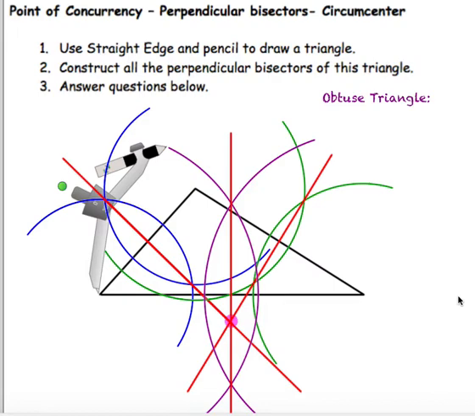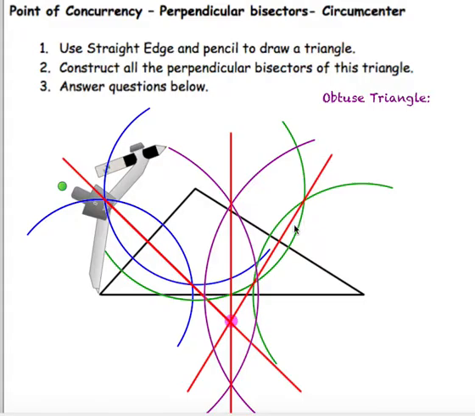Here we're going to do constructions of perpendicular bisectors to find their point of concurrency, which is called the circumcenter. I've already done one on this obtuse triangle here. You can see I did one perpendicular bisector of this upper left side with blue arcs and a red line.